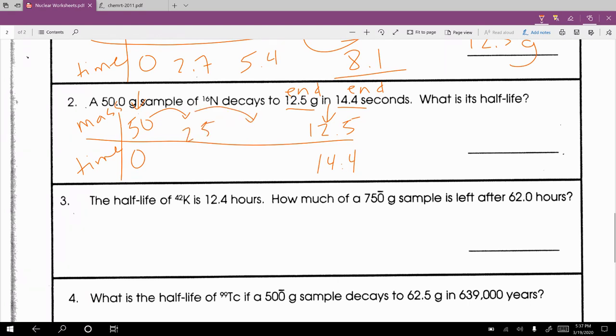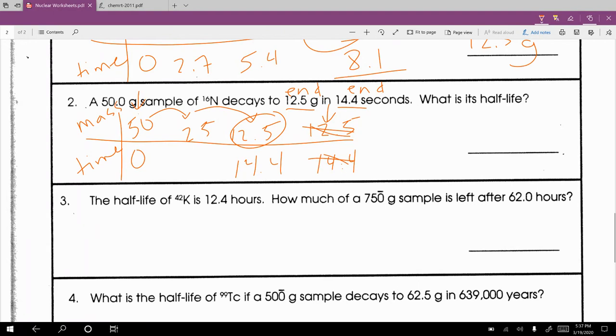25 is going to become 12.5. And then 12.5, oh, that's where I end, 12.5. So then that takes 14.4 seconds, right? I'm just going to cross those out because I don't really need them. I just gave myself too much space.